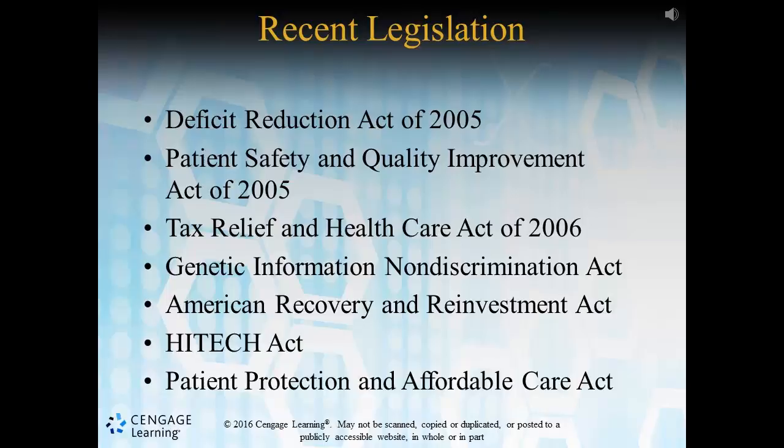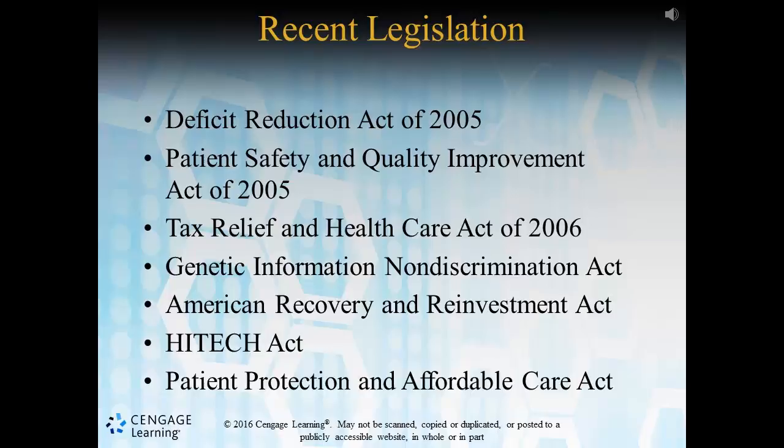Third bullet, Tax Relief and Health Care Act of 2006. This includes a package of tax extenders and provisions affecting health savings accounts, as well as many other provisions in the United States healthcare industry.